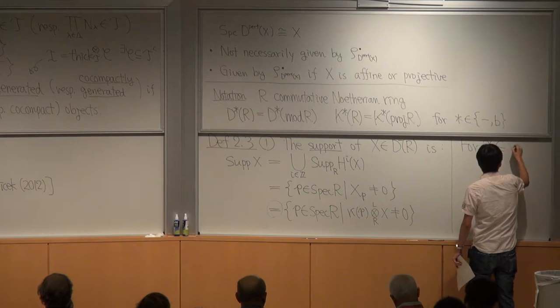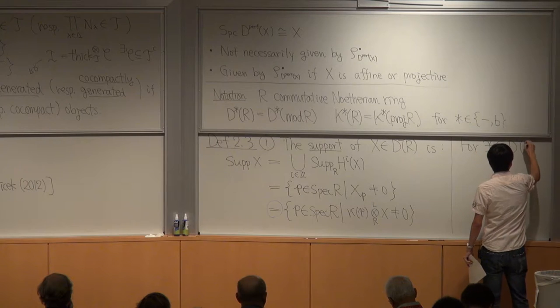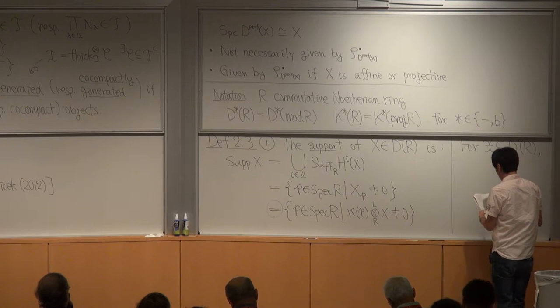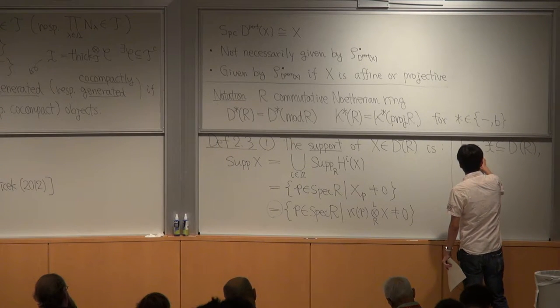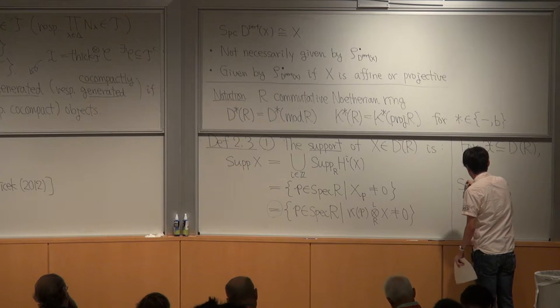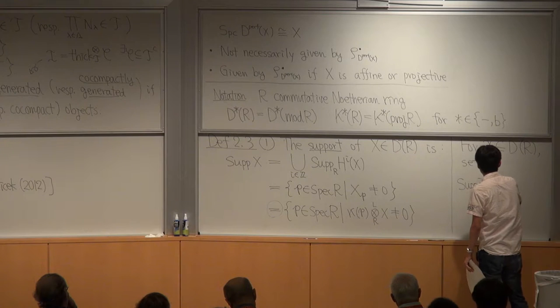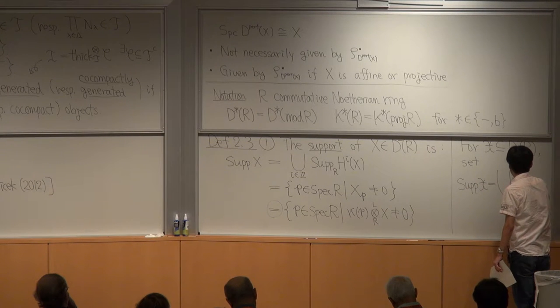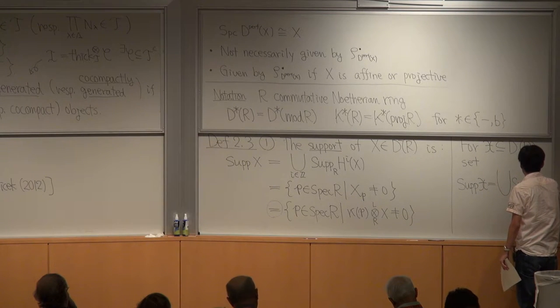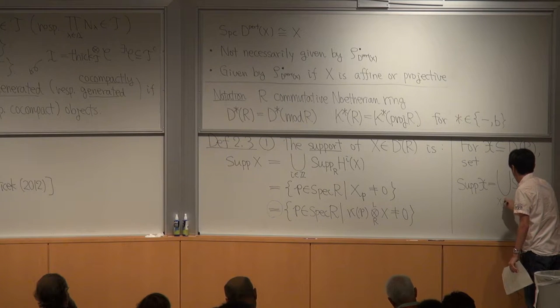Category X of D minus R, we set support X to be the union of support of objects X in X.